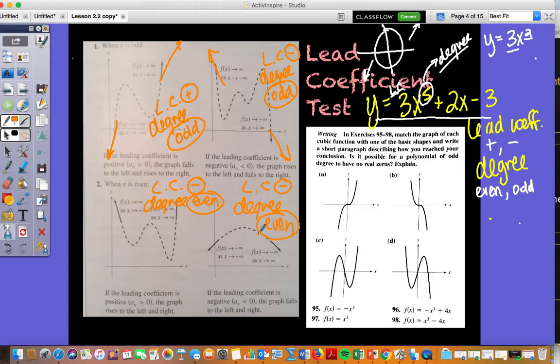Okay, last one. Coach Jay, I'm confused because it starts going up, but then it goes down. Great question. Remember, I don't care about the dotted stuff in the middle. This is called the end behavior test, or the lead coefficient test. So we're just concerned with what's happening at the farthest left and farthest right. Is that cool?